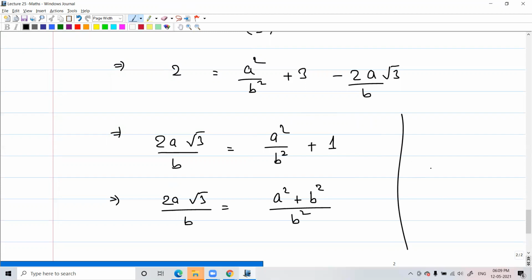If you have 2 by 3 plus 1, how do you do addition?